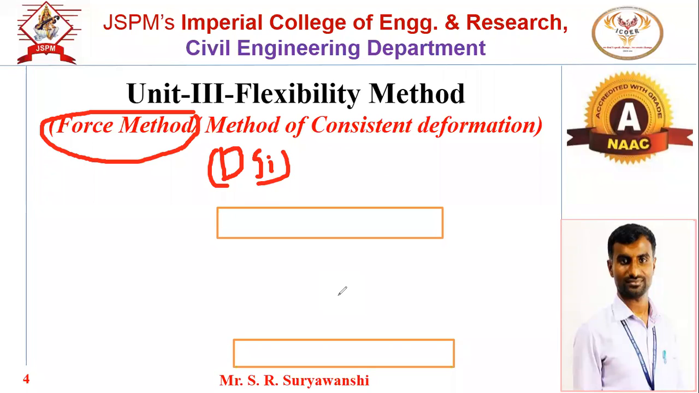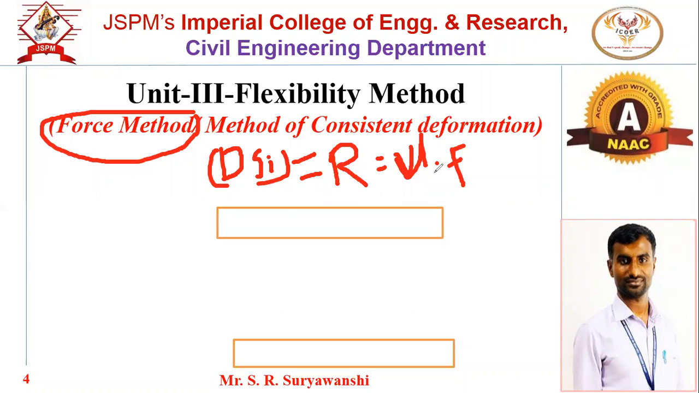Anyone? So, degree of static indeterminacy. This term is also called the degree of redundancy. Degree of redundancy is also called the DSI. So the degree of redundancy or degree of static indeterminacy is nothing but the unknown forces that we have to find out. These are the unknown forces, internal as well as external.